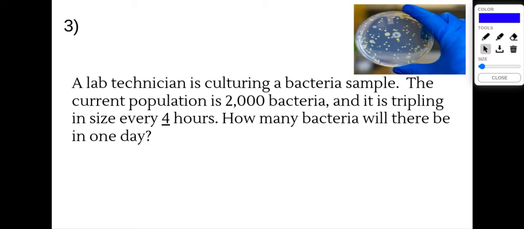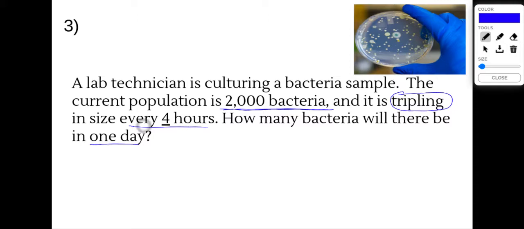On number 3, a lab technician is culturing a bacteria sample. The current population is 2,000 bacteria, and it is tripling in size every 4 hours. How many bacteria will there be in one day? Okay, so from this information, I can tell that the starting amount is 2,000. What's the factor of change? What's happening to the bacteria? They're tripling. Let's circle the word tripling. So this is growth. And they're tripling every 4 hours. We want to know how many bacteria there will be in a day.